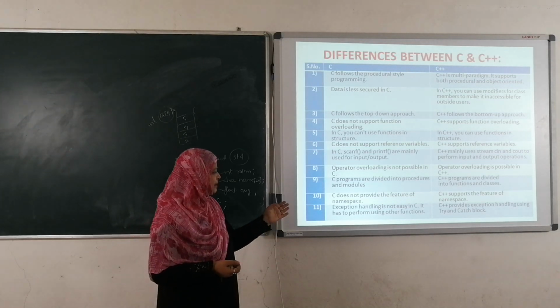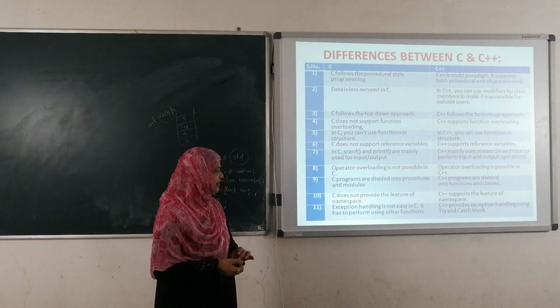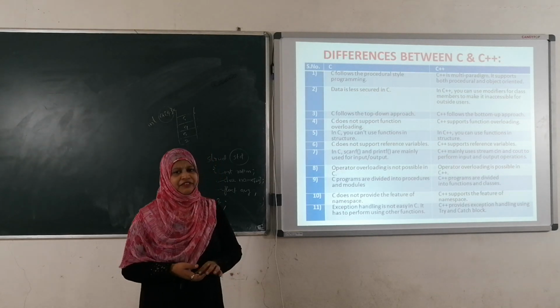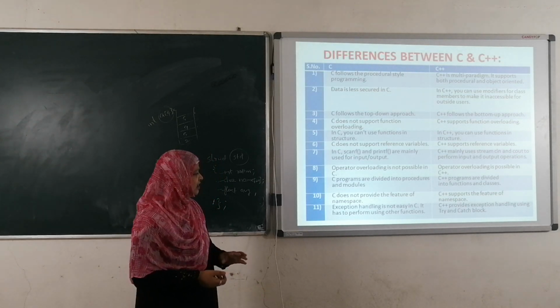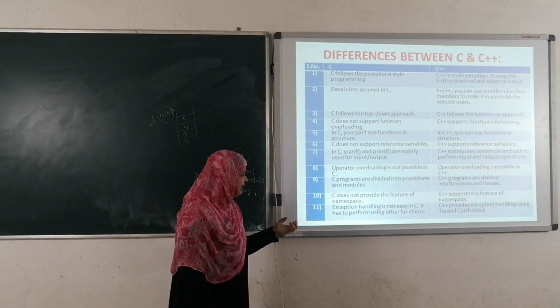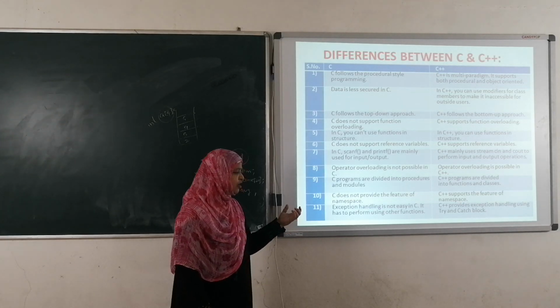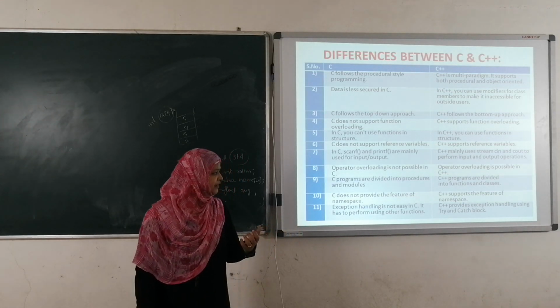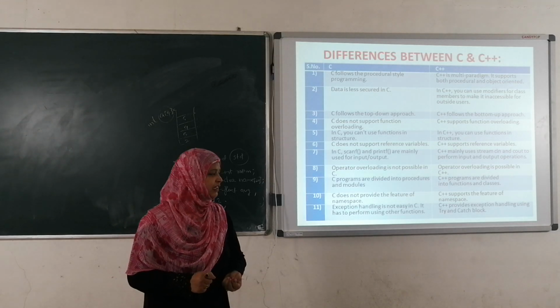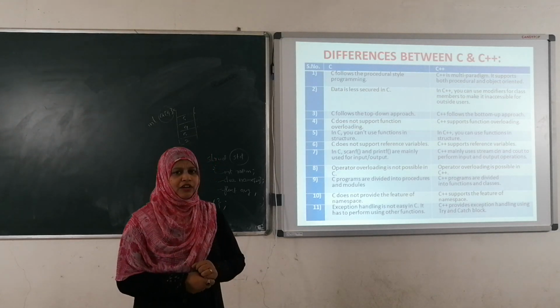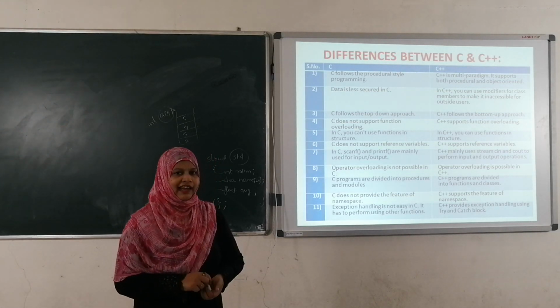Next one, C does not provide the feature of namespace, whereas C++ provides the feature of namespace. And exception handling is not easy in C, whereas in C++ we can perform exception handling by using try and catch blocks, right?